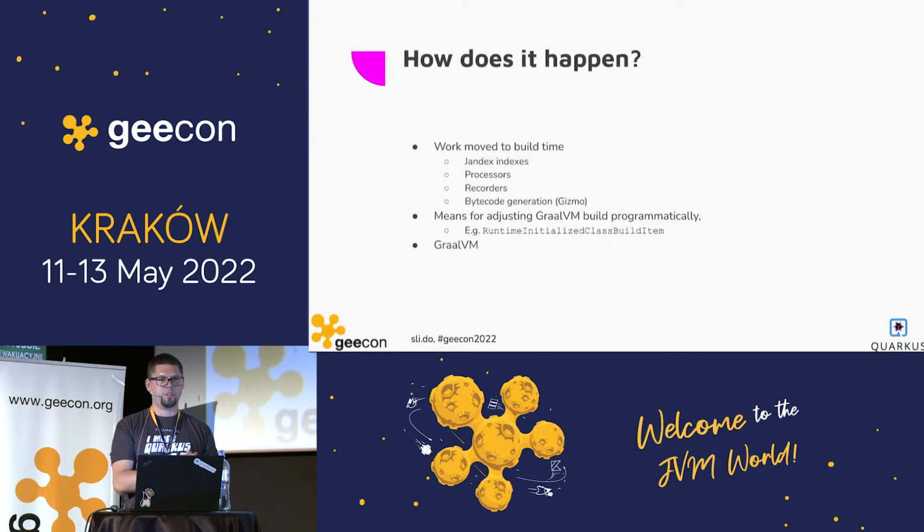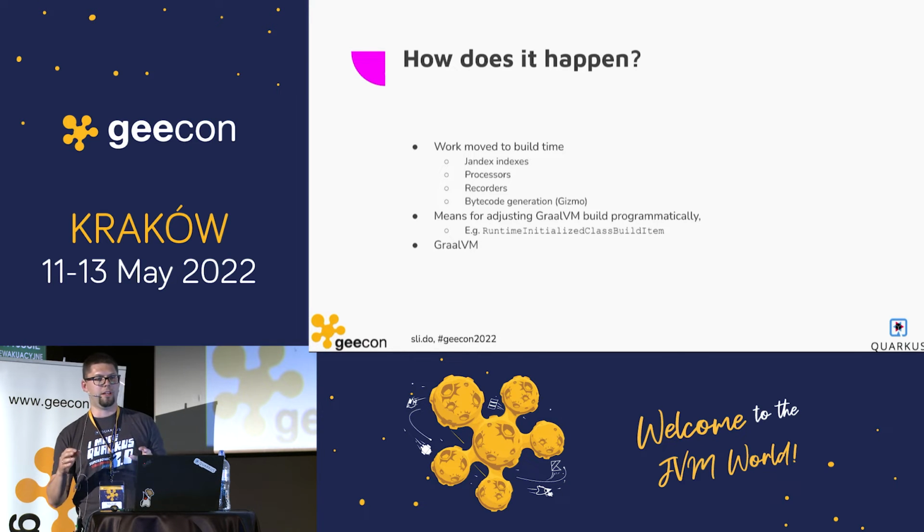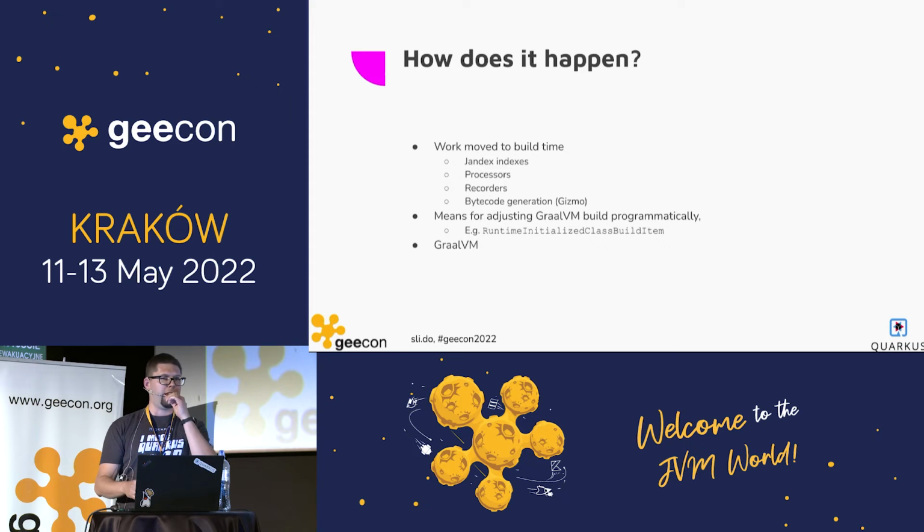We use Jandex, a library for indexing classes, methods, fields, and annotations, to index everything we can. Then at build time, we use what we call processors. These processors analyze the code and prepare stuff for the runtime, mostly by two means.